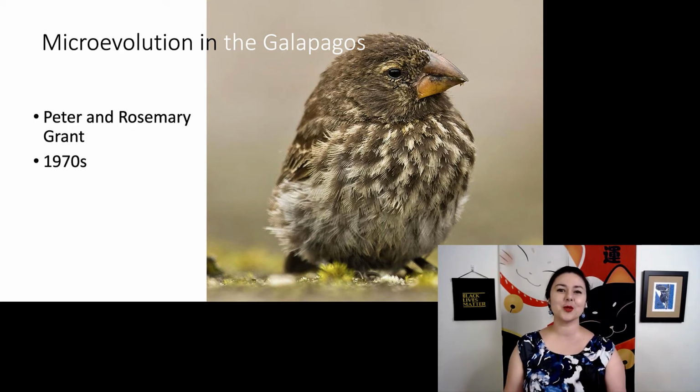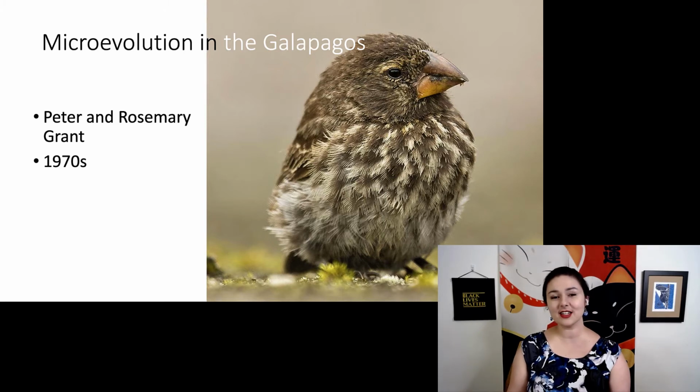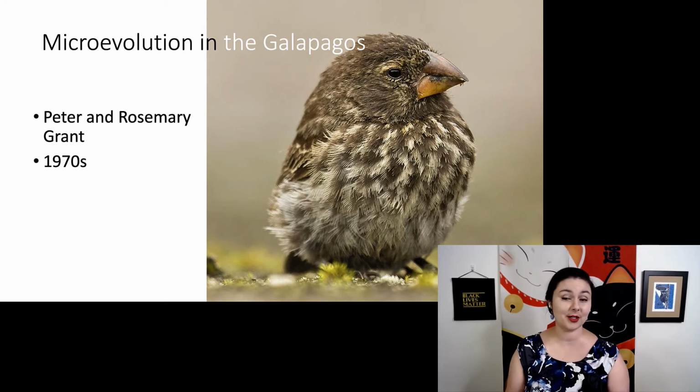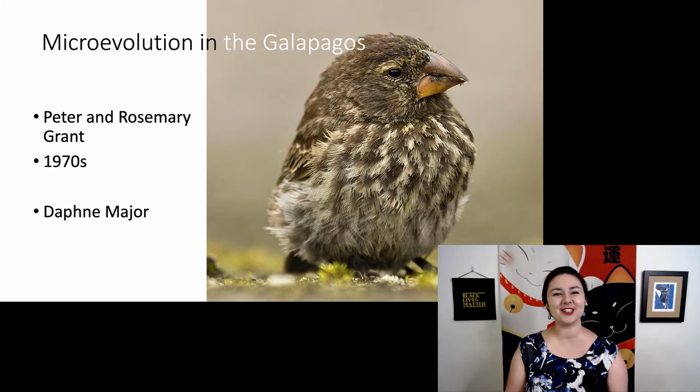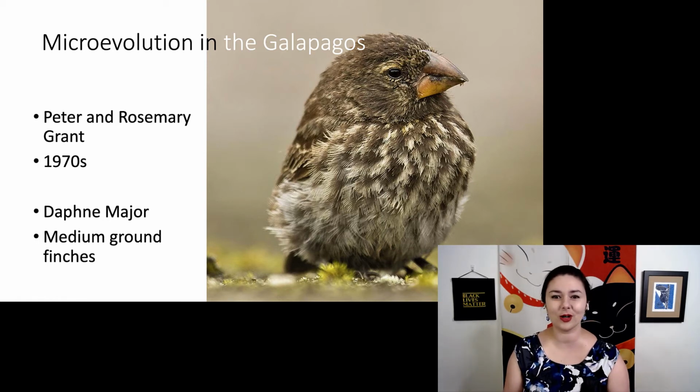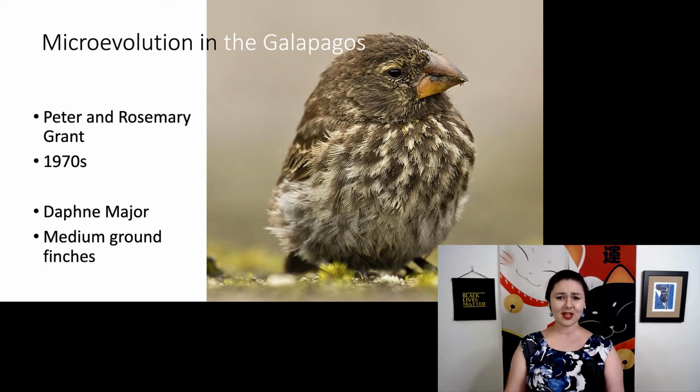So Peter and Rosemary Grant in the 1970s, they decided they wanted to go back to the Galapagos and see what Darwin saw. And I get that. I want to do that too. Specifically, they went to the island of Daphne Major and they were talking about medium ground finches, these adorable little borbs here. But let's look at what they did.